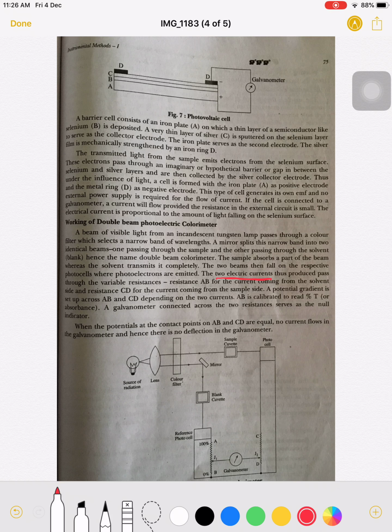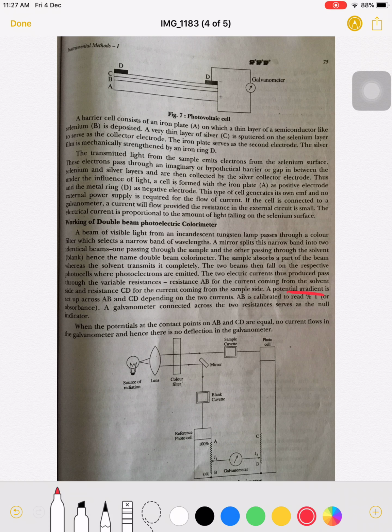Now see here a resistance AB for the current coming from the solvent, and a resistance CD for the current coming from the sample side. So these two resistances are produced here. A potential gradient is developed now. Due to the difference in potential between the two beams after passing through the sample and solvent, a potential gradient is developed across AB and CD.